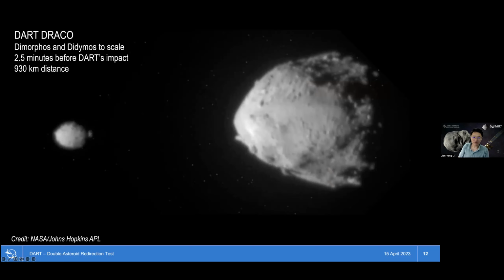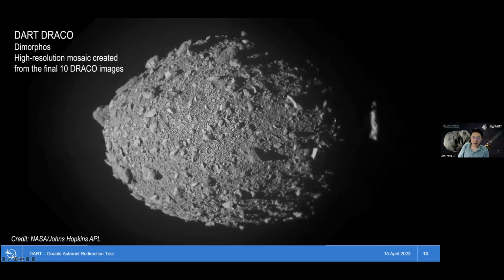And this is of course the first time that any space mission has seen a double asteroid. This particular image was taken 2.5 minutes before the impact. And then this is a composite image of Dimorphos, the final target.